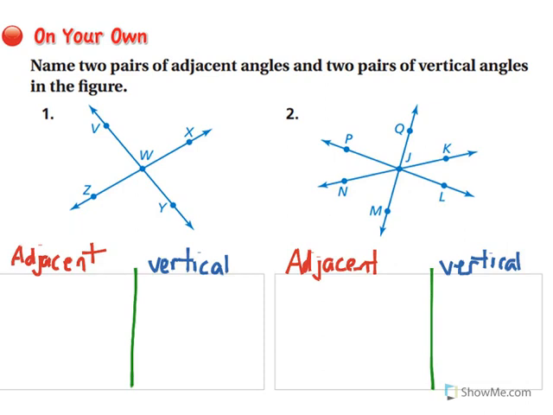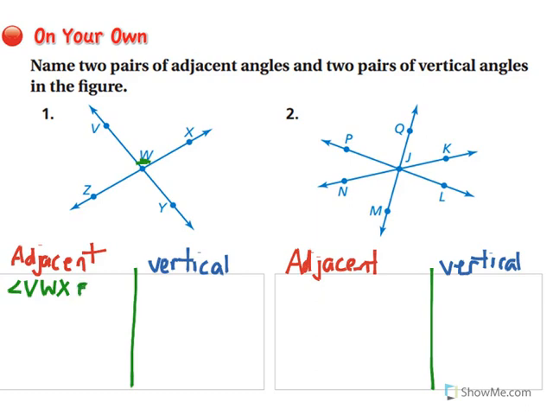Okay, let's go ahead and begin with our adjacent angles. So I have angle, we'll say this one right here, VWX.